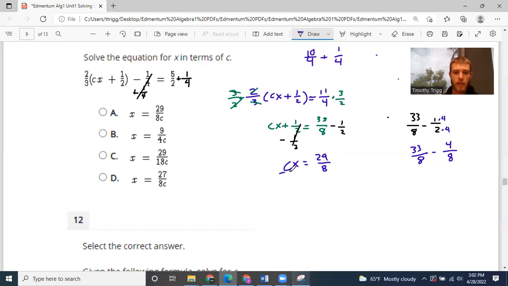Lastly, to get x by itself, we're going to divide by c on both sides of the equation. I discussed this briefly before, but when you have a fraction over another thing, you can just multiply the denominator times this denominator, giving you 8c in the denominator like this. Here we go.